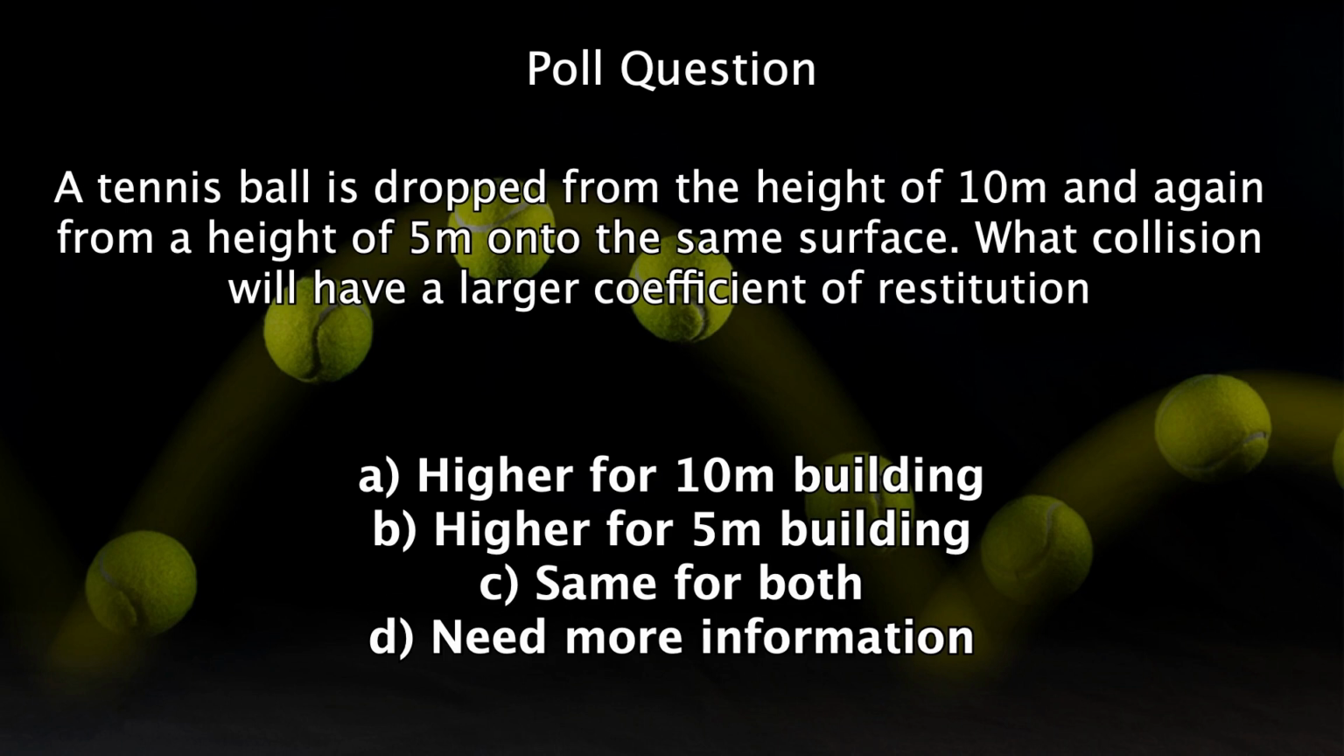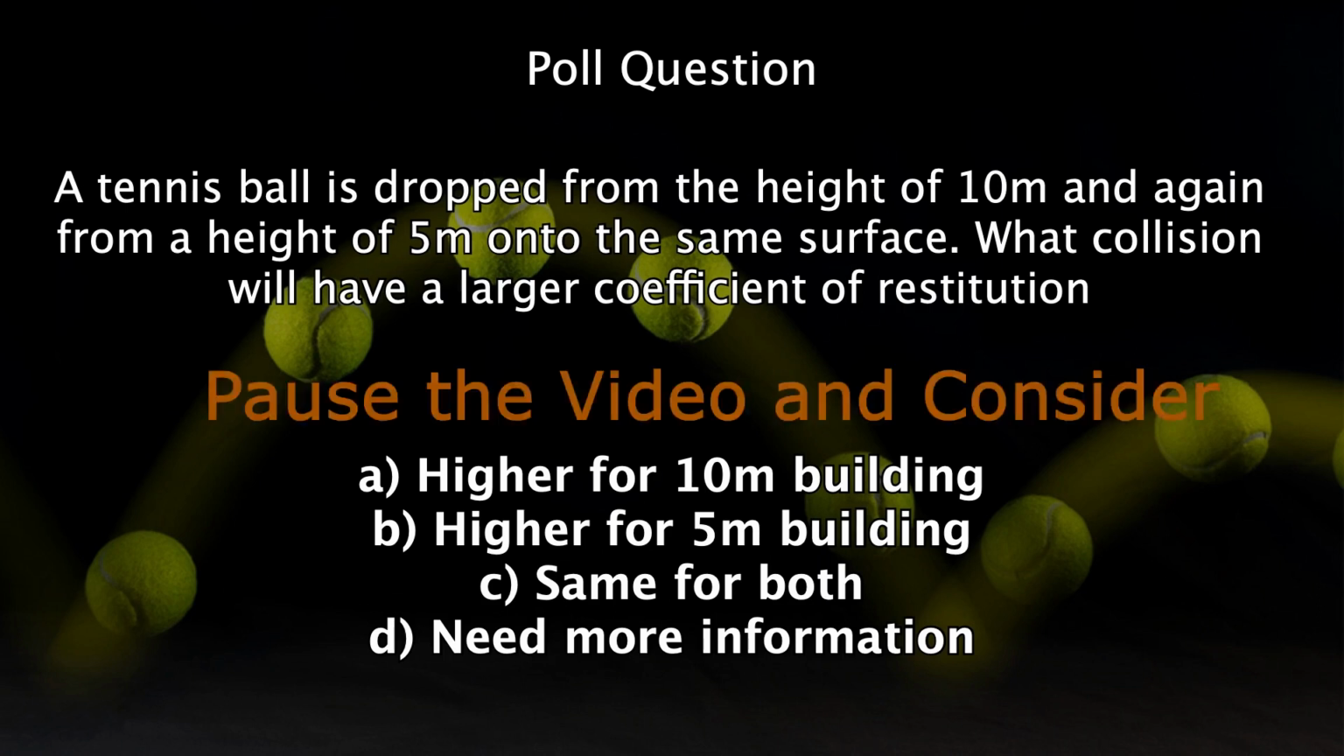So here's a poll question I want you guys to think about. A tennis ball is dropped from a height of 10 meters, and again from a height of 5 meters from the same building onto the same surface. What collision will have a larger coefficient of restitution? Is it A, higher for the 10-meter building, B, higher for the 5-meter, C, same for both, D, need more information?